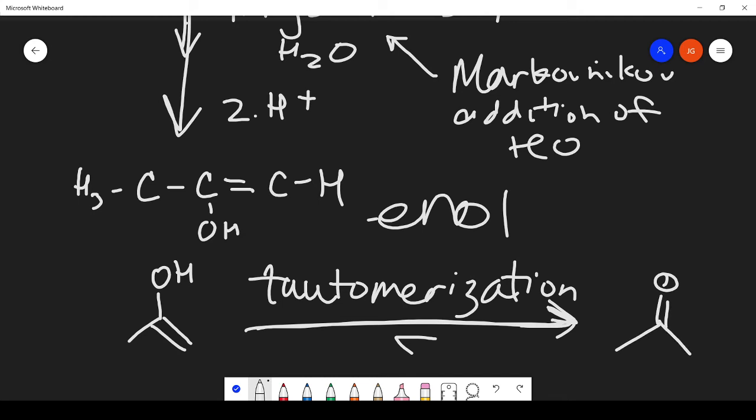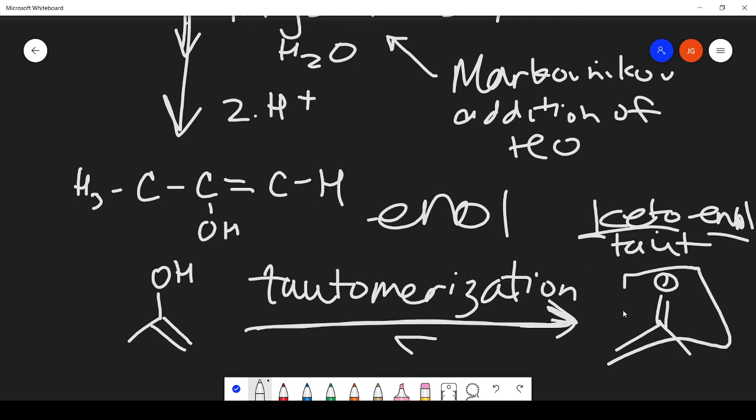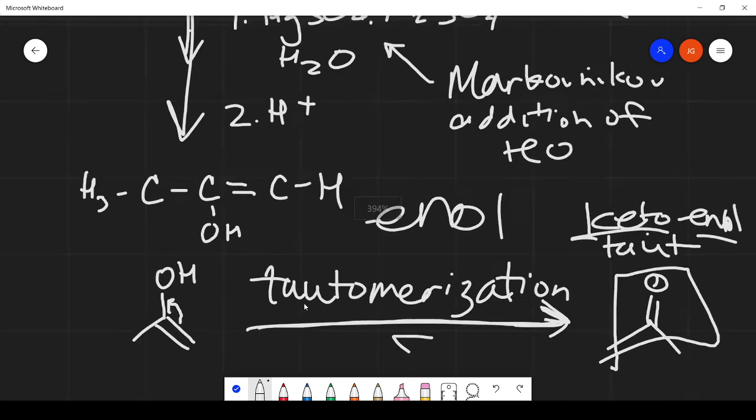And that's why it's called keto-enol tautomerization, because it's going from ketone to enol and enol to ketone. So here we form the ketone. Tautomerization. So just remember that this double bond is moving back into a different position.